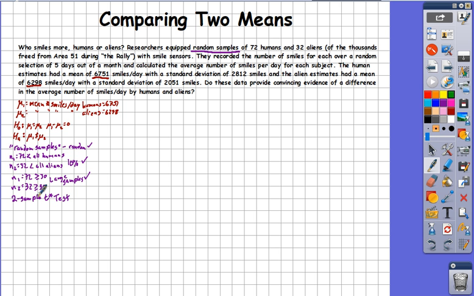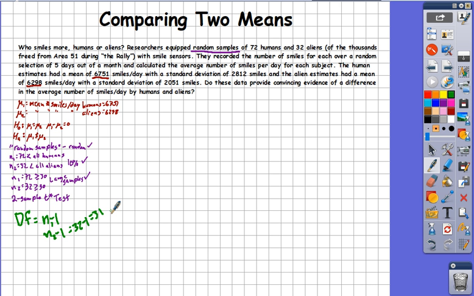First thing we want to check, how many degrees of freedom do we have? We know that's n minus 1, but we have to use the smaller of n sub 1 minus 1 or n sub 2 minus 1. So which is it? 72 minus 1 or 32 minus 1? Yeah, you got it right there. It's going to be 32 minus 1, which is 31 degrees of freedom.